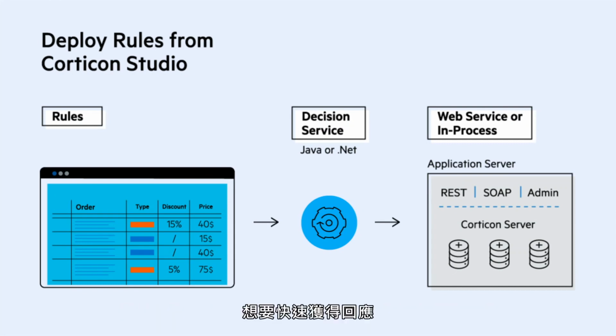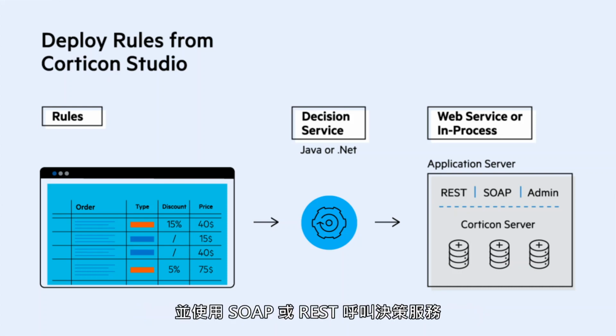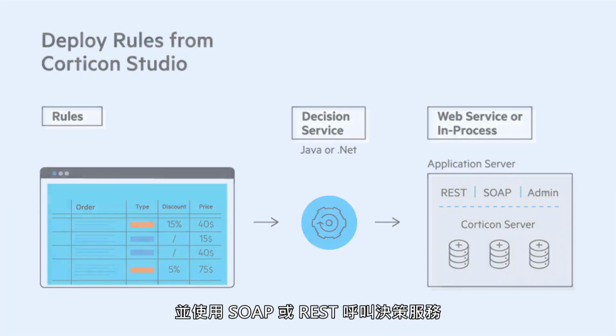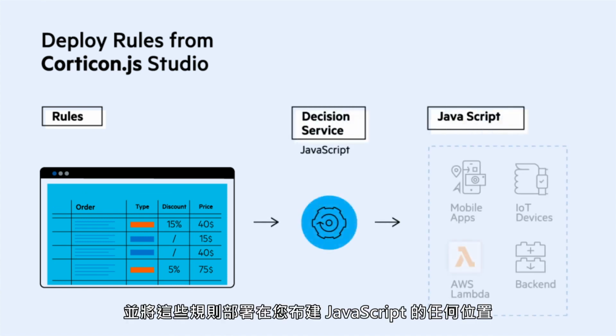For the fastest response, you can deploy a decision service in process by calling it within a Java or .NET application, or you can deploy a decision service as a web service and call it using SOAP or REST. If you're using Corticon.js Studio, you can package your rules and deploy those rules anywhere you deploy JavaScript.